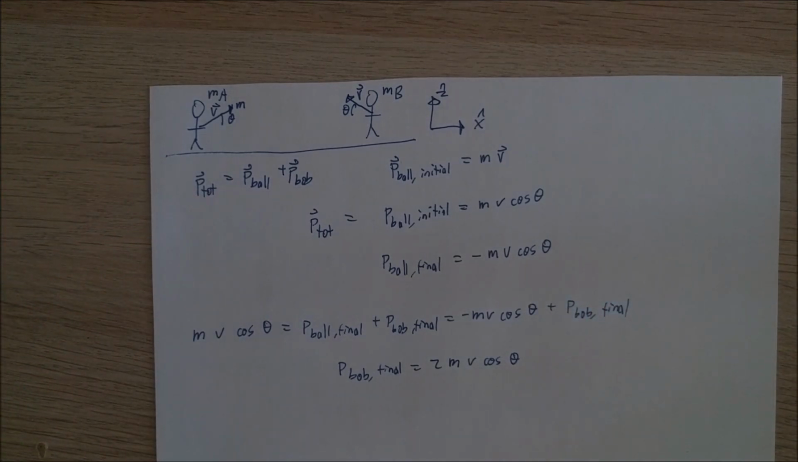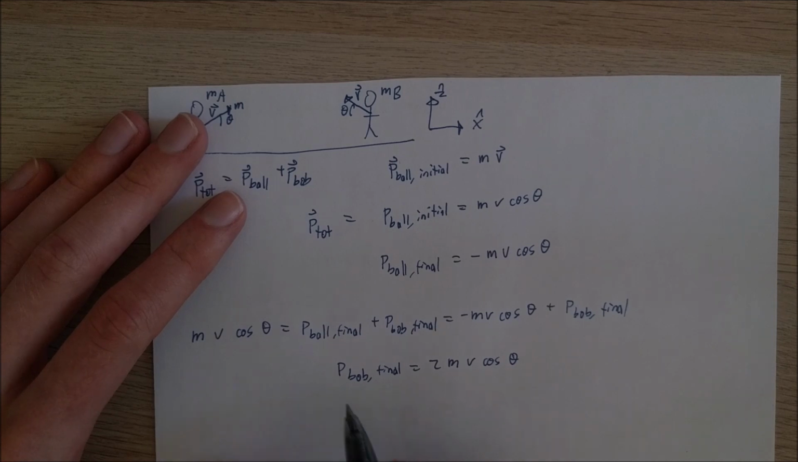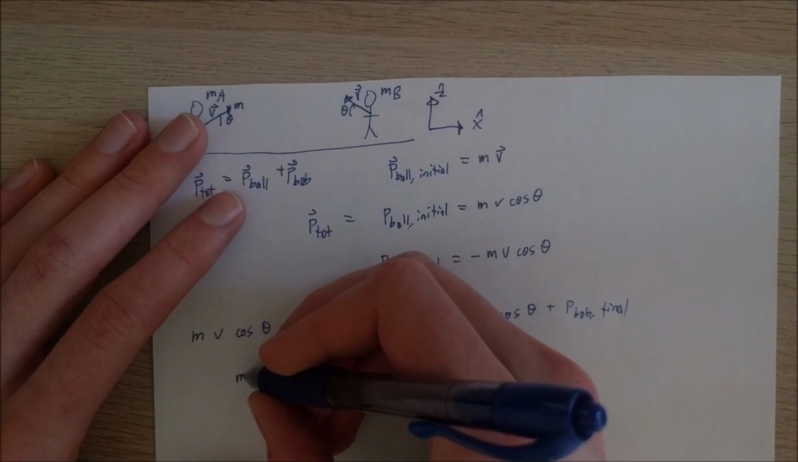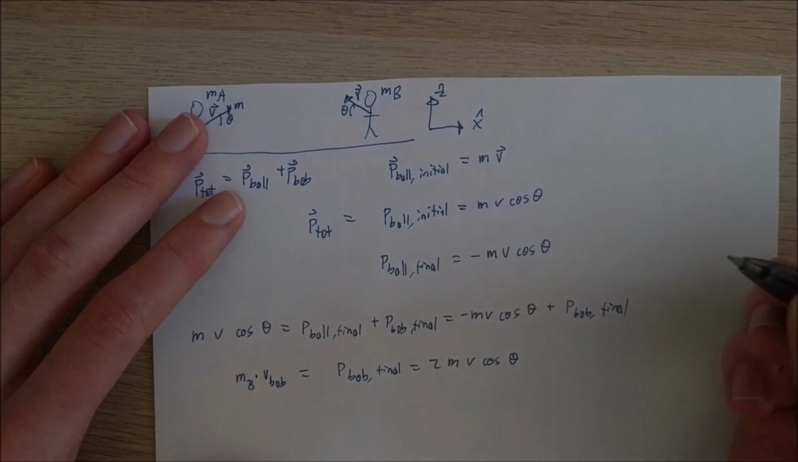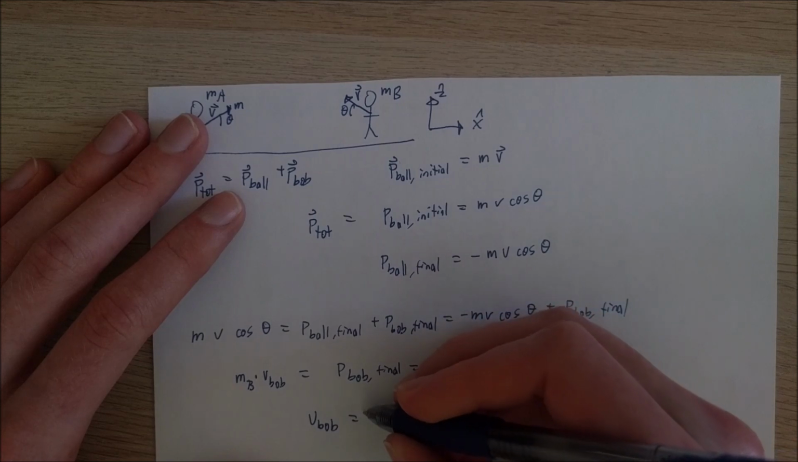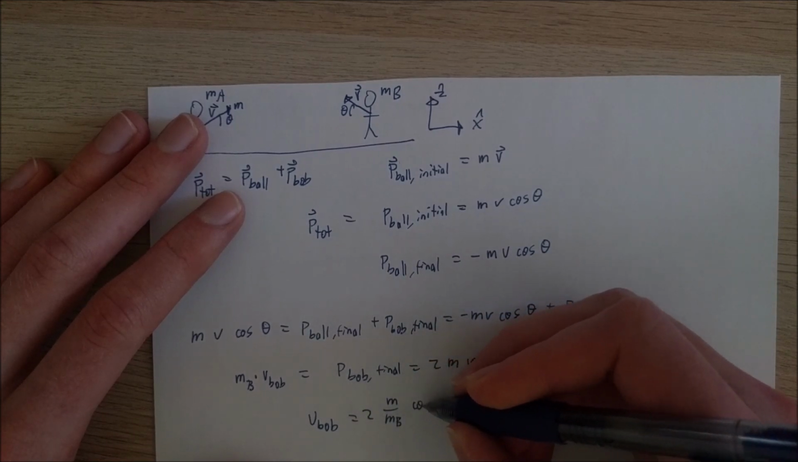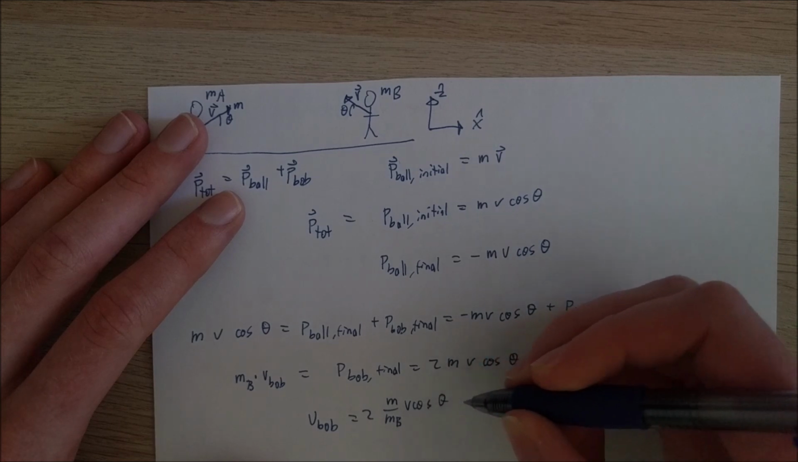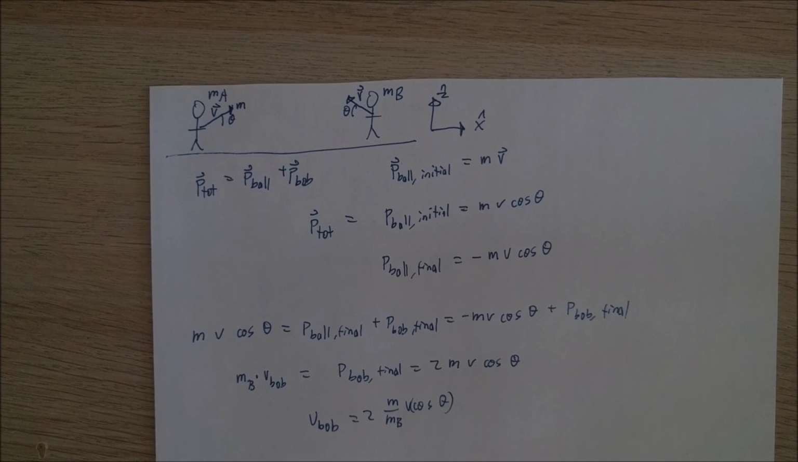Then we want to find the velocity of Bob. So the momentum of Bob is equal to mass of Bob times velocity of Bob. So the velocity of Bob is 2m over m_b, times v cosine theta. And that is our answer.